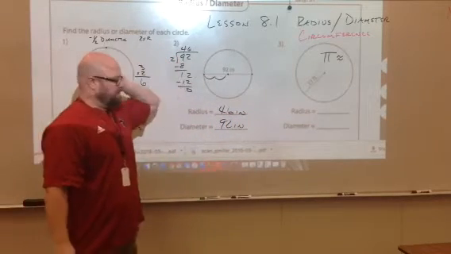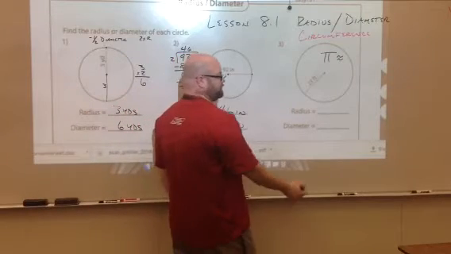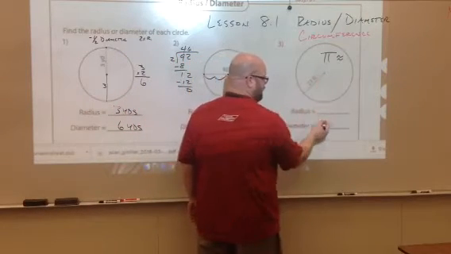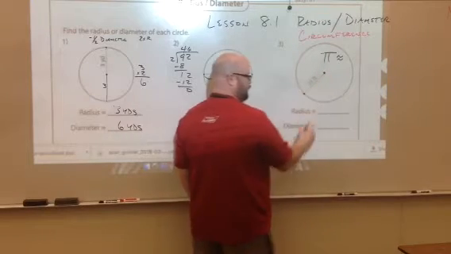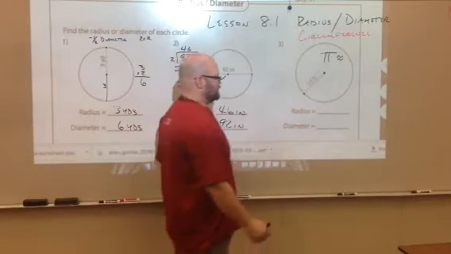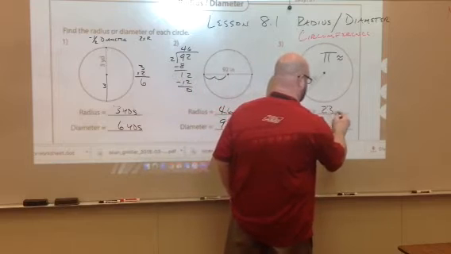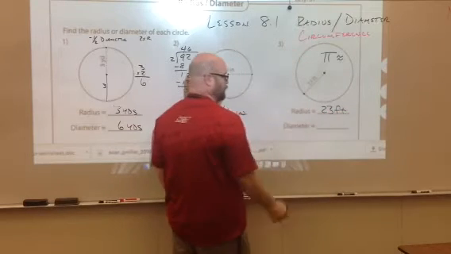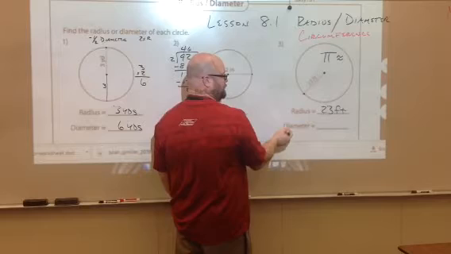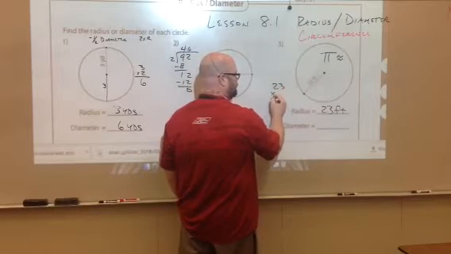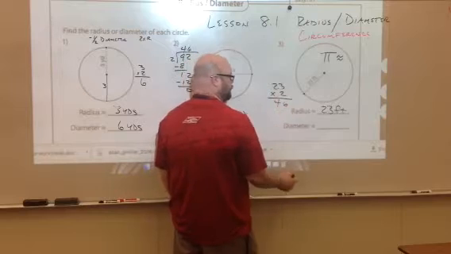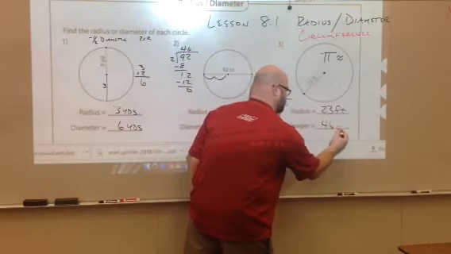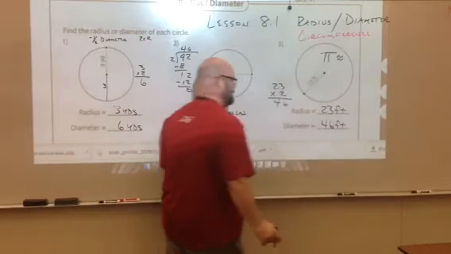I'll go over to example 3. Again, that's my radius. It goes from the center point to a point on the circle, so that's 23 feet. In order to find my diameter from that, I need to double it. I need to multiply it by 2. 3 times 2 is 6, 2 times 2 is 4, so my diameter is 46 feet.